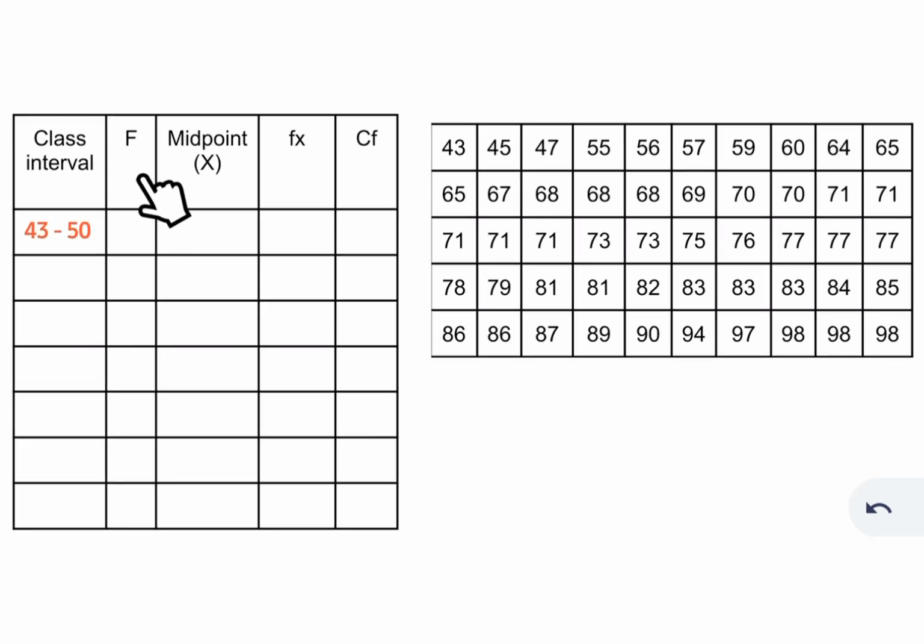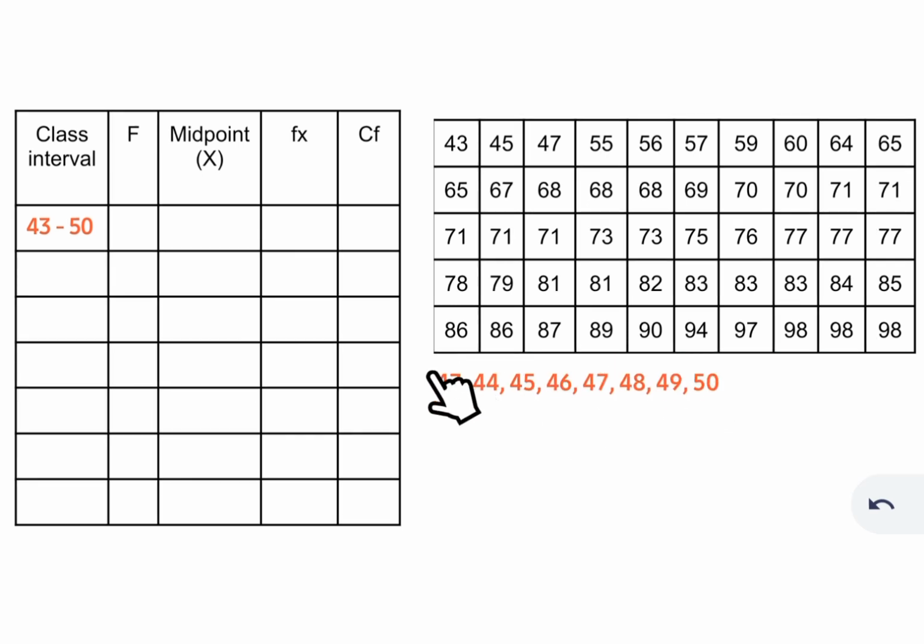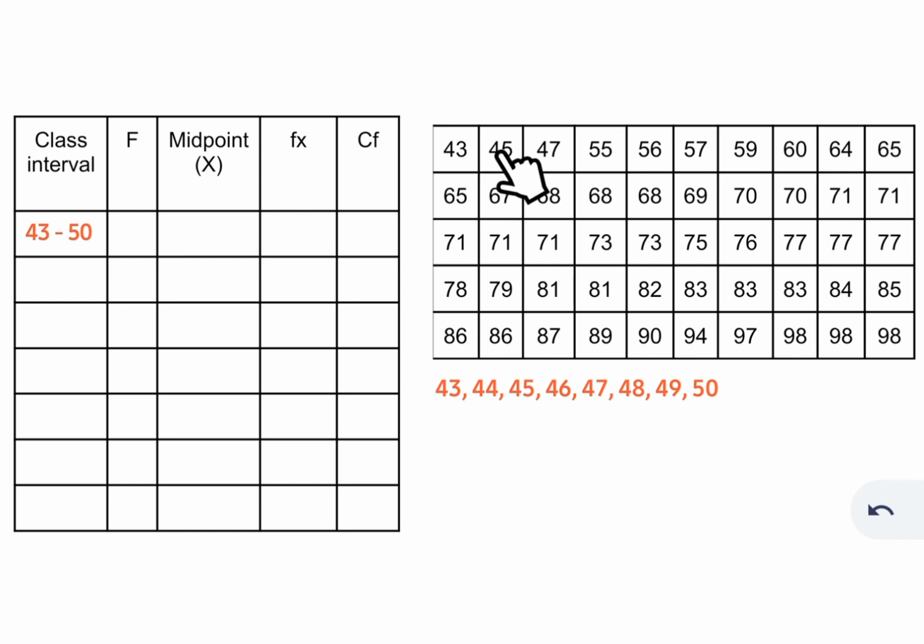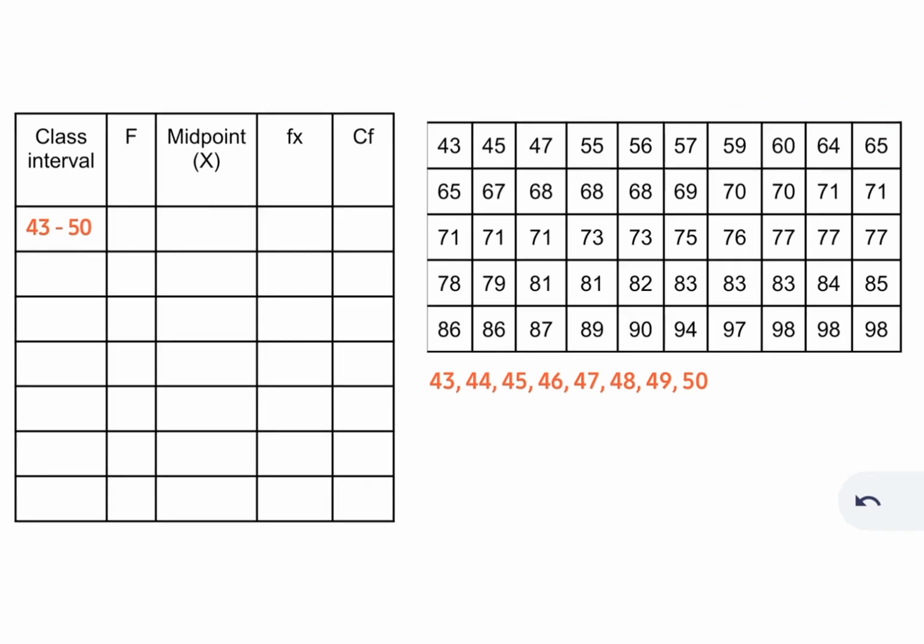Next is to determine the frequency. Frequency simply means the number of occurrences. So we'll look at how many times these values occur on our table. So we'll have 43, 1, 2, 3. So the frequency of 43 to 50 is 3.